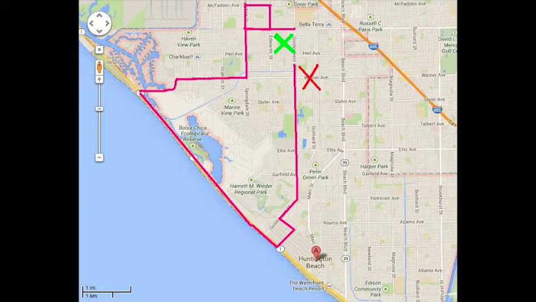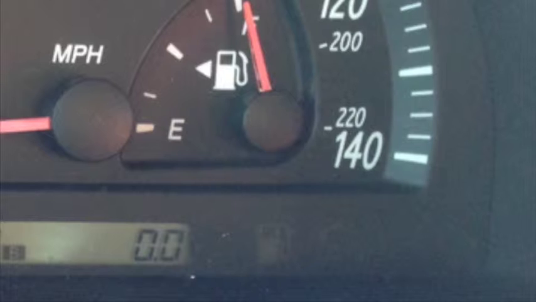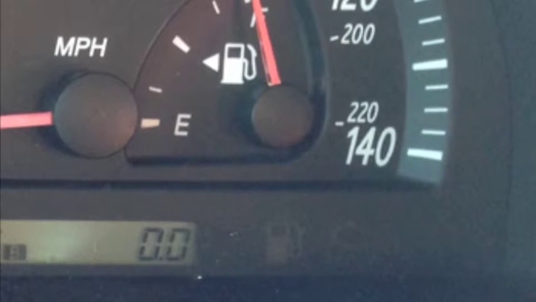I recorded my data for this project on January 1st with my dad. Here is a map of where I drove. I began at the green X and ended at the red X. I started driving at 3:24 and drove for 30 minutes, ending at 3:54. I zeroed out my trip B odometer and drove for 16.8 miles.